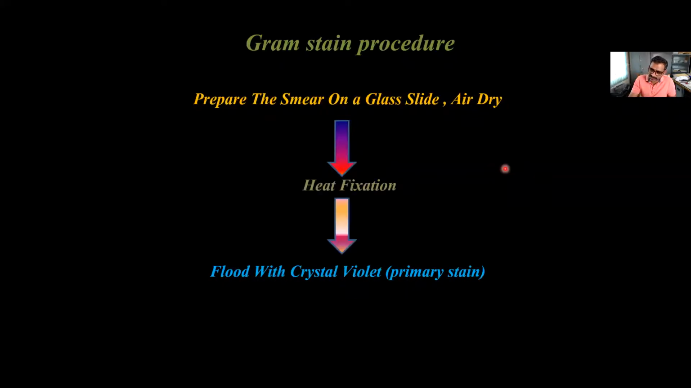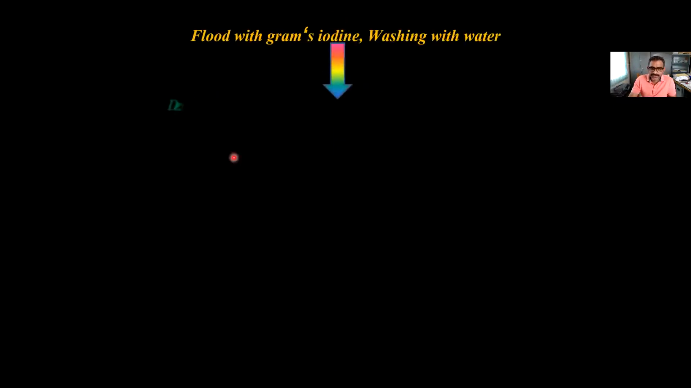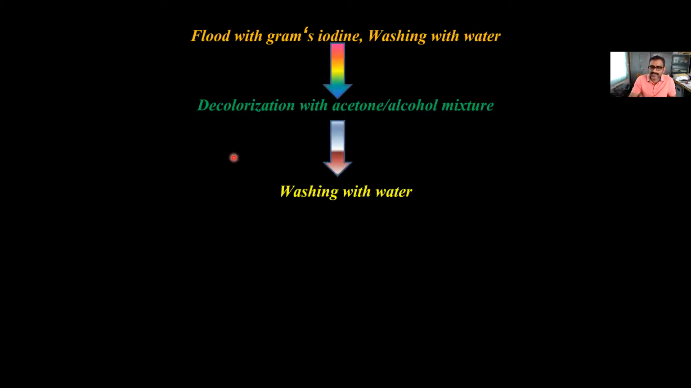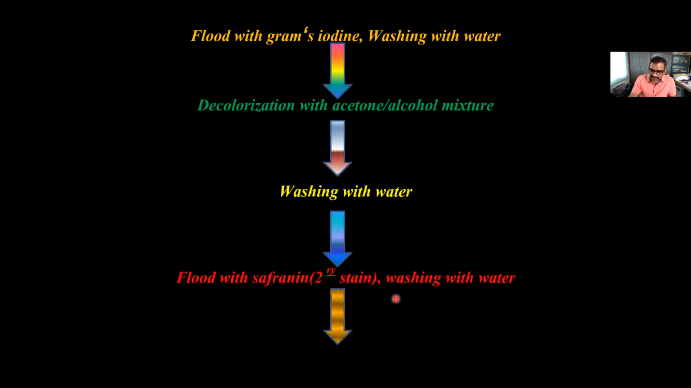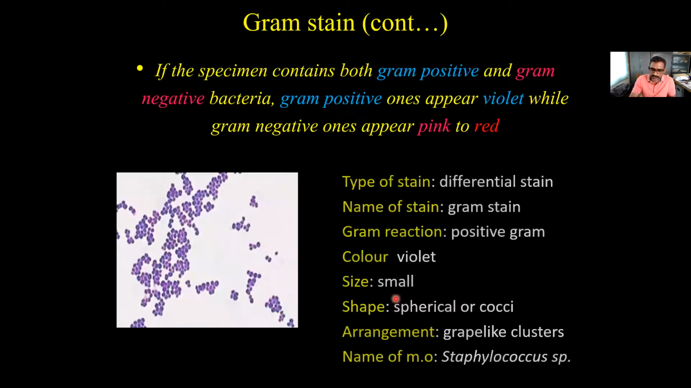So this procedure we have already seen. I'll once again take a slide, make a smear of bacterial culture, heat fix. Stain with crystal violet, leave it for 1 minute. Then wash with tap water, flood with gram iodine. Leave it for 1 minute, wash with the excess water, then flood with a decolorizer, wash with water, flood with the counterstain, that is safranin, leave it for 2 minutes and wash with water, air dry and observe under the microscope. Here we can see some examples of gram staining.